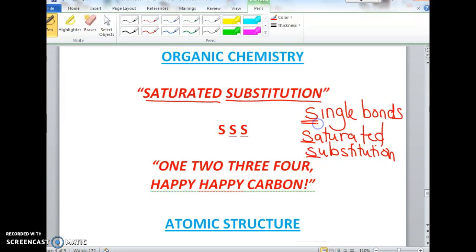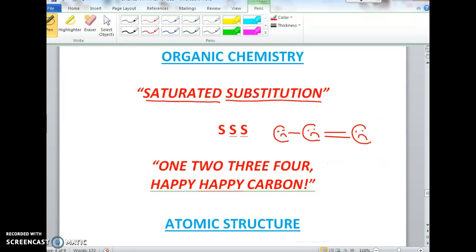Next is SSS. S is for single bonds. S is for saturated hydrocarbons. S is for substitution.